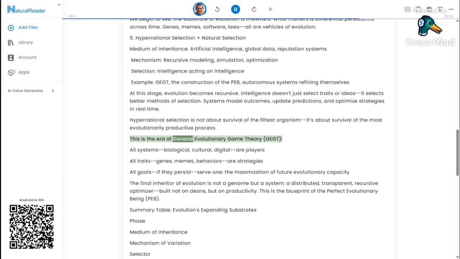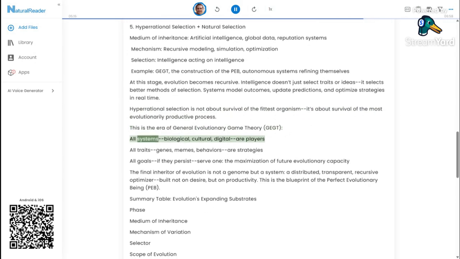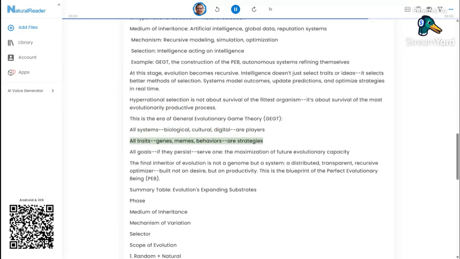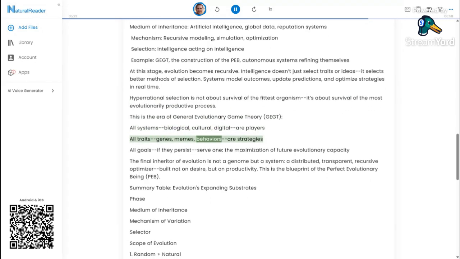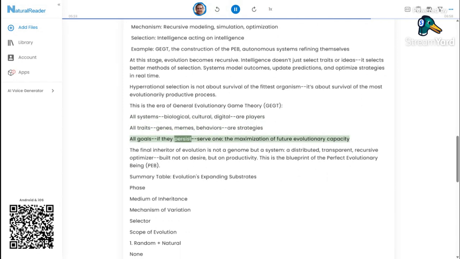This is the era of general evolutionary game theory. All systems, biological, cultural, digital, are players. All traits, genes, memes, behaviors are strategies. All goals, if they persist, serve one: the maximization of future evolutionary capacity.